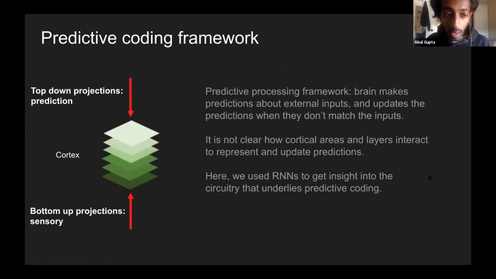So let me first start off with motivation. We wanted to get a better understanding of the predictive coding framework. The predictive processing framework speculates that the brain makes predictions about external inputs and updates these predictions when they don't match the inputs. However, it's not clear right now how different cortical areas and different cortical depths interact with each other to represent and update these predictions. So here we wanted to leverage RNNs to get insight into the circuitry that allows predictive coding.